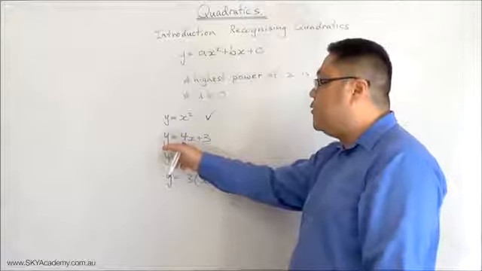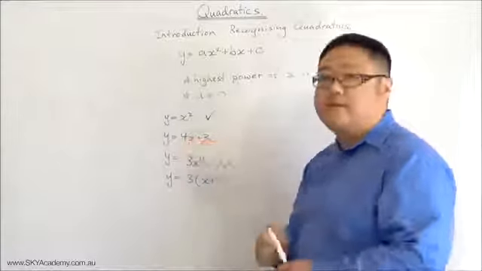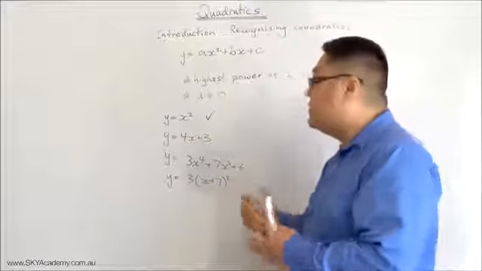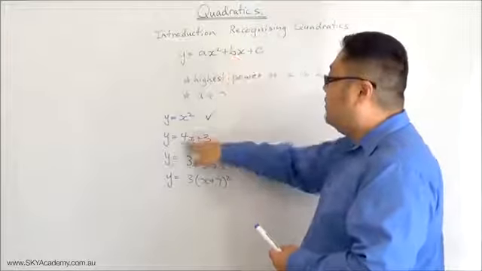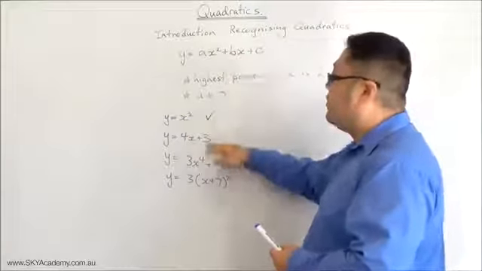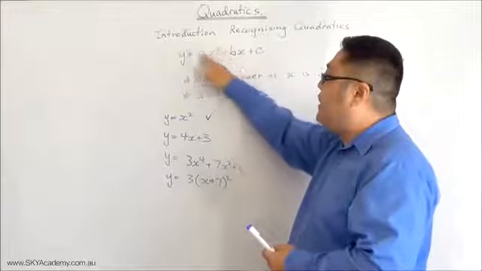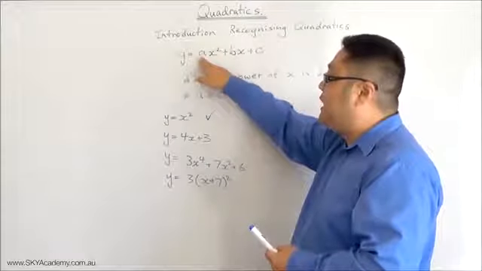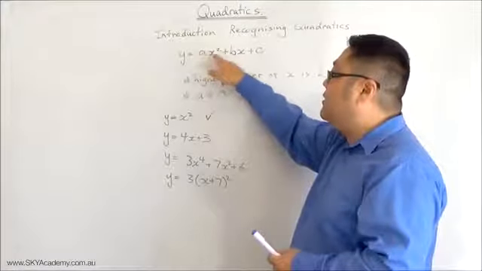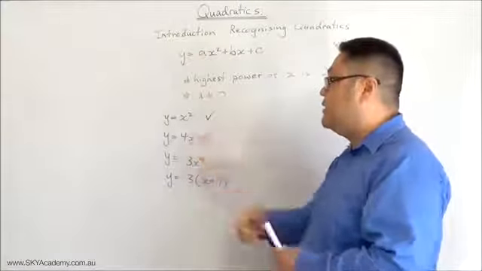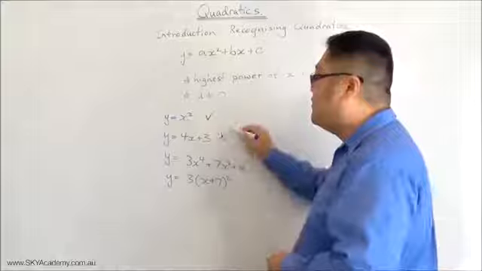Let's have a look at this. Y equals 4x plus 3. Is this a quadratic? Well, b equals 4, c equals 3. This a doesn't equal anything, it's equal to 0 in this particular case, and we don't have an x squared term. This doesn't fit our definition. It's not a quadratic.